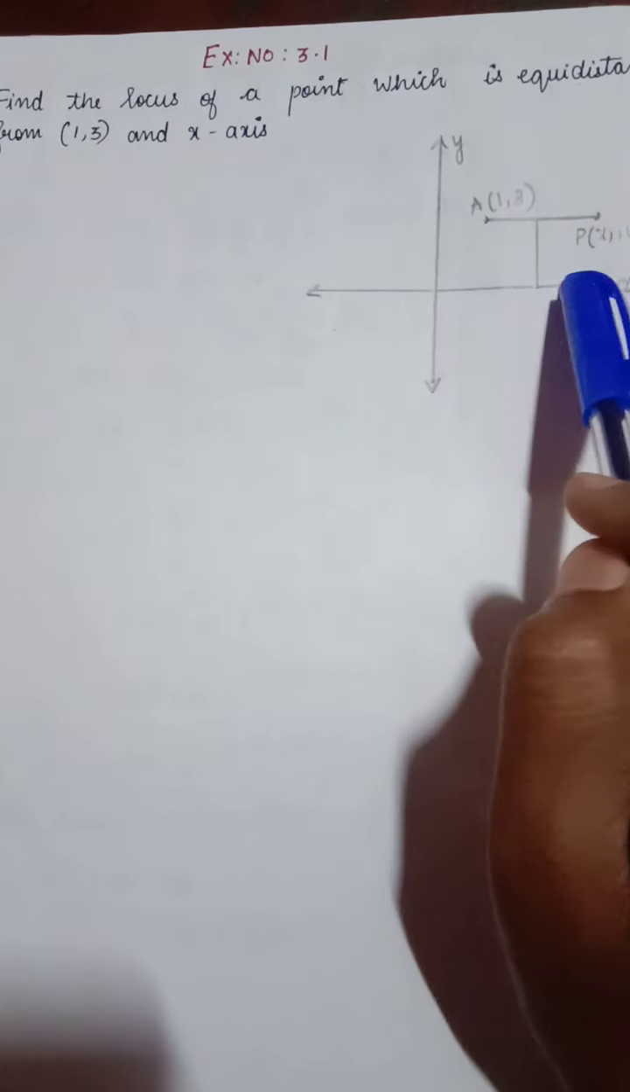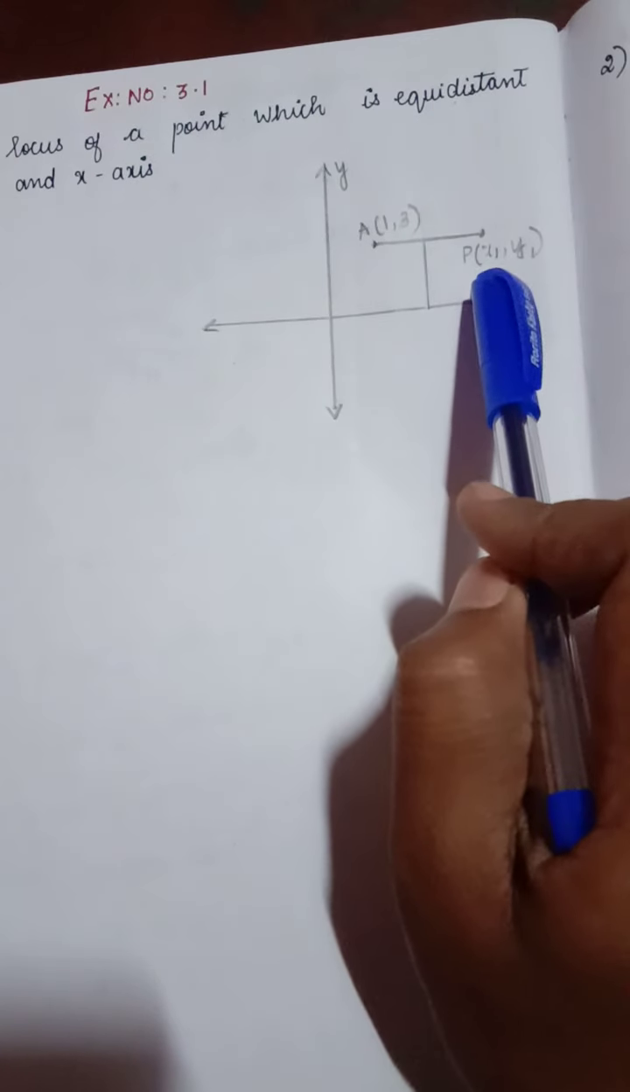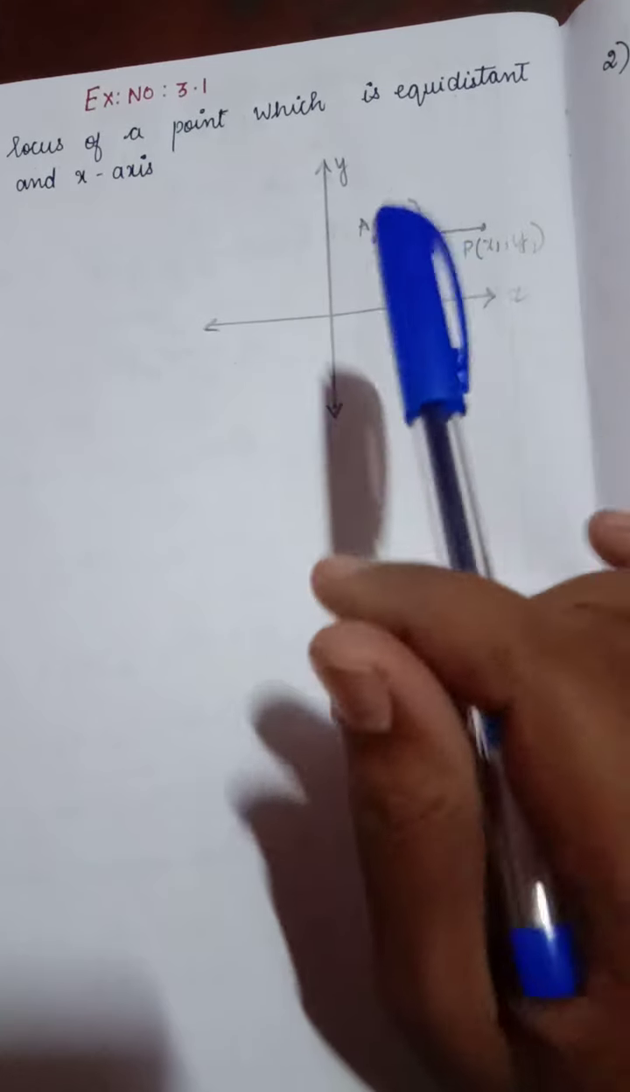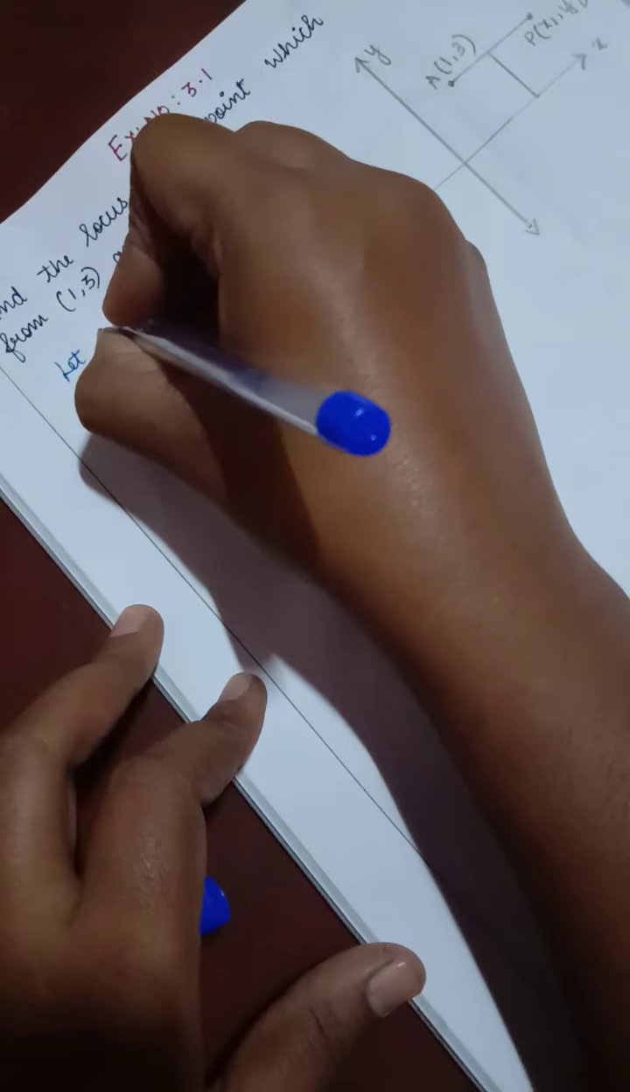So this is the x-axis and this is the point, that is P of (x1, y1). So now we are going to find out the locus of the point. Shall we write the solution? Let A (1, 3) be the fixed point.